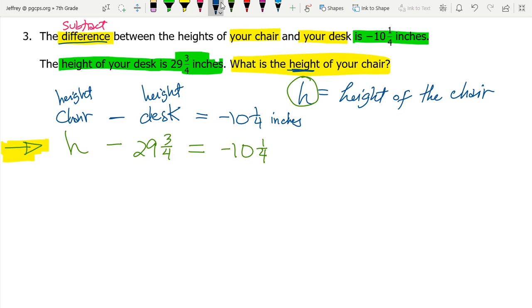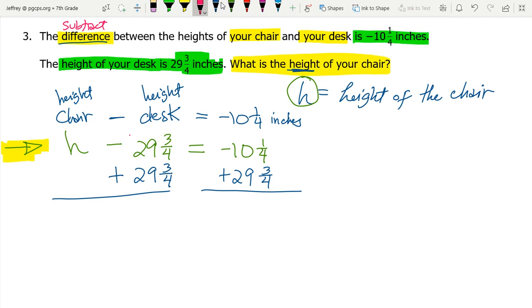So when solving, remember our goal is to isolate H. So we need to undo minus 29 and 3/4 by adding 29 and 3/4. Whatever you do on one side, you do on the other side, adding 29 and 3/4. Now, there are many ways to approach this problem. Let's use the easiest way. So these two will be 0 because they're opposites. What's left is H is equal to.